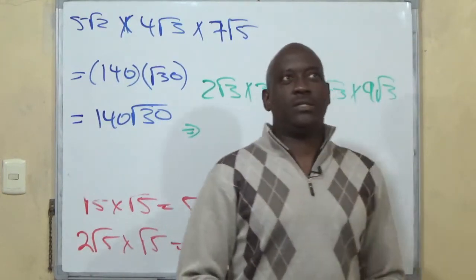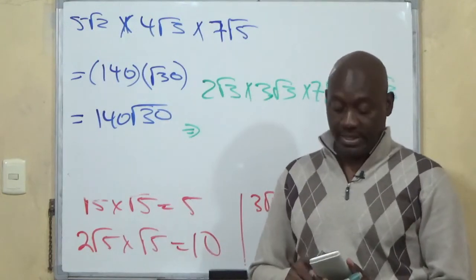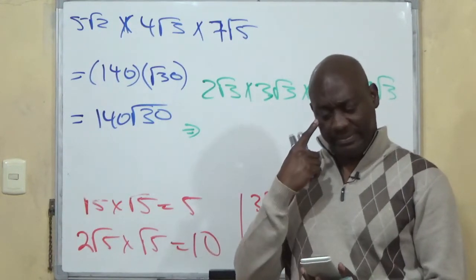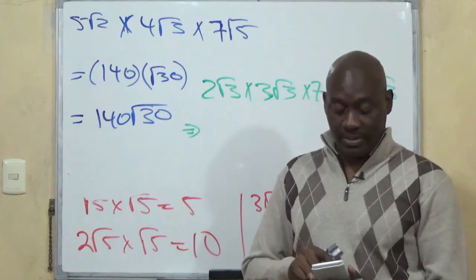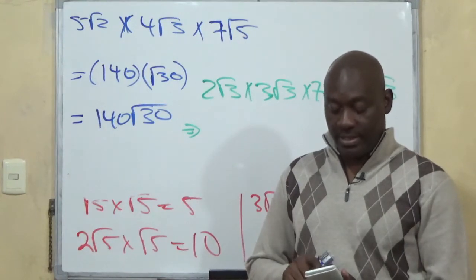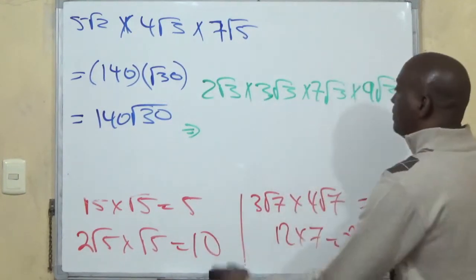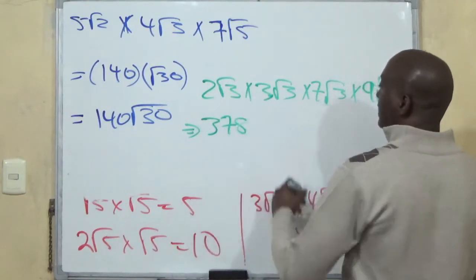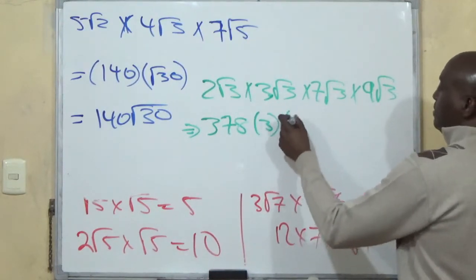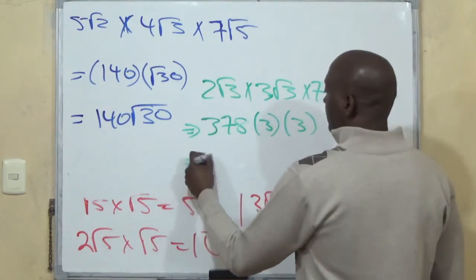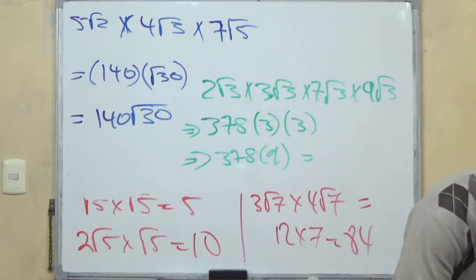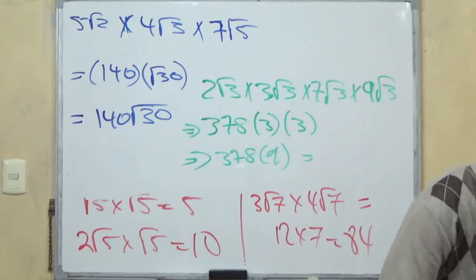420 minus 42 is 378. Yes, 42 by 9 is 378. Beautiful. So what you'll end up with will be 378. Root 3 by root 3 is 3. Root 3 by root 3 is also 3. 3 by 3 is 9. So you'll end up with 378 by 9. Which is equal to what? 378 by 9 equals 3,402.